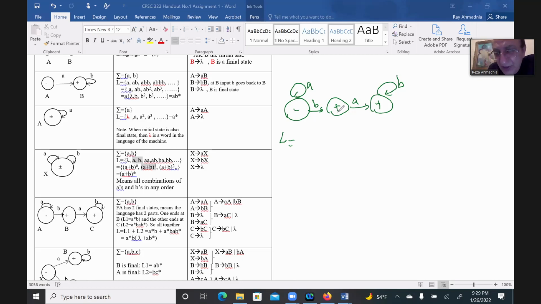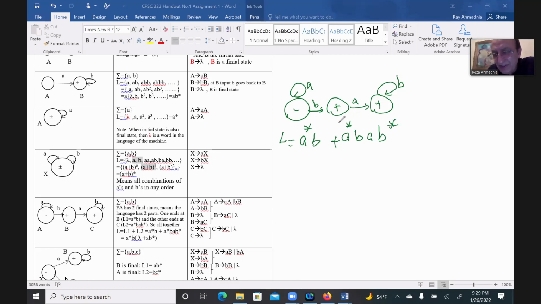One set of words: if you end up here, how can I end up here? Start with any number of A's, a loop, still here. One more B, I get to here. So this is one set of words in the language of the machine. Or I want to get to here. How can I get to here? Don't forget about this loop: any powers of A, then B, then A, and then B star here. Stop, or you can have as many B's as you want here.